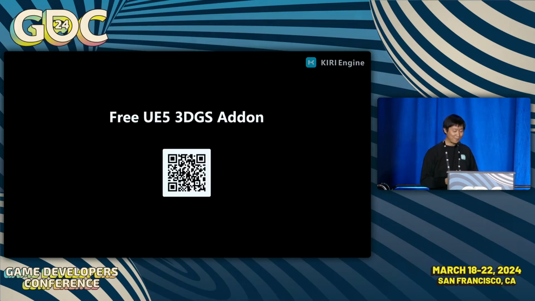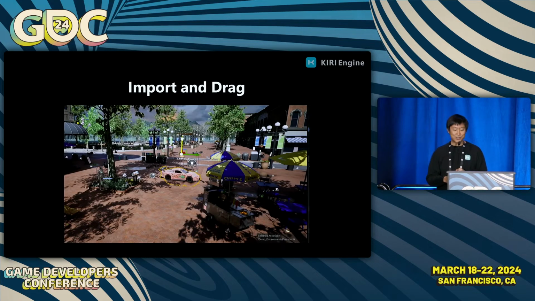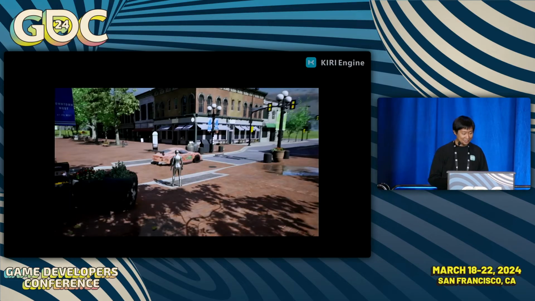So here's a link that you can scan or save on your phone. It's a free Unreal Engine 5 3D Gaussian Splatting add-on, and it's pretty cool. You can just download it on GitHub and install it on your Unreal Engine 5, and you can start working on it. What this add-on can do, I tried to make really straightforward. Basically, once you install the Unreal Engine add-on, you will get this.